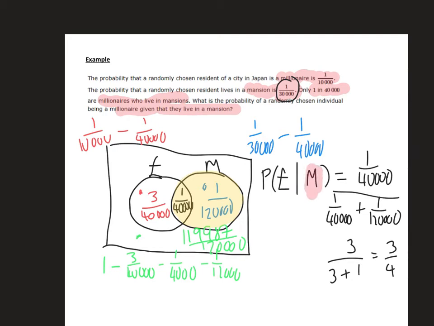So again, let's go through that one more time. I'm given that they live in a mansion, so I'm looking for which sections live in a mansion. That's these 2 numbers here, so they go on the bottom. And out of those 2 numbers, which ones are millionaires? Well, that's only that one there. I'm ignoring the 3 over 40,000 because that's not part of the mansion section. Then we just work that out, typing it in the calculator or just timesing top and bottom by 120,000 to make nicer numbers.